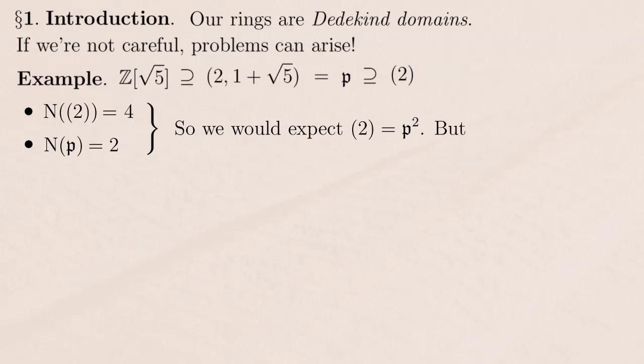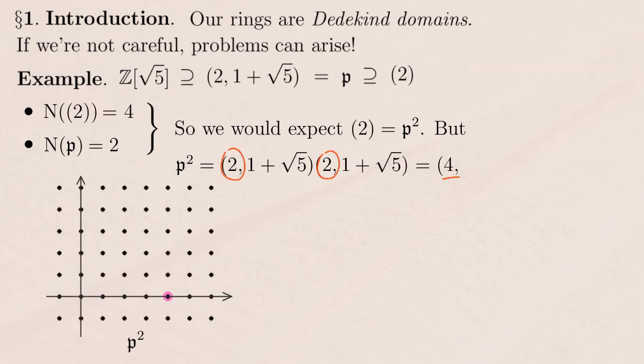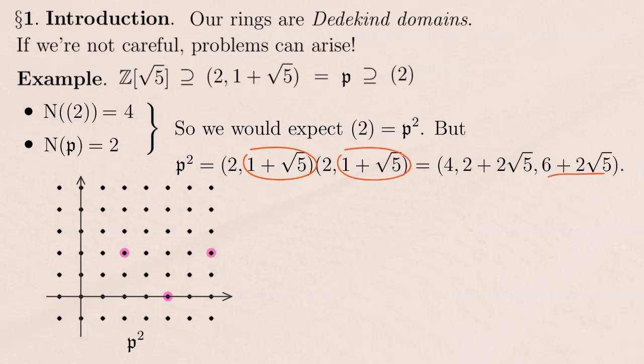But what happens when we calculate P squared? Well, I'll write it out. 2 times 2 is 4. I'll mark that point on my diagram in the bottom left. 2 times 1 plus root 5 is 2 plus 2 root 5, which is here on the diagram. This is also 2 plus 2 root 5. And 1 plus root 5 times 1 plus root 5 is 6 plus 2 root 5, which is here on the diagram. Okay, let's fill in the lattice they span. And it's not too hard to check that this is an ideal of Z adjoin root 5.